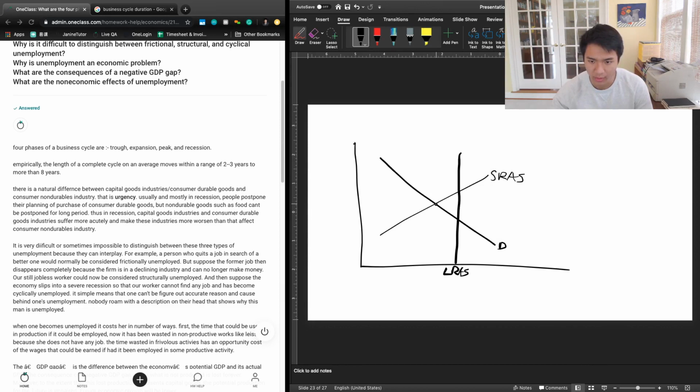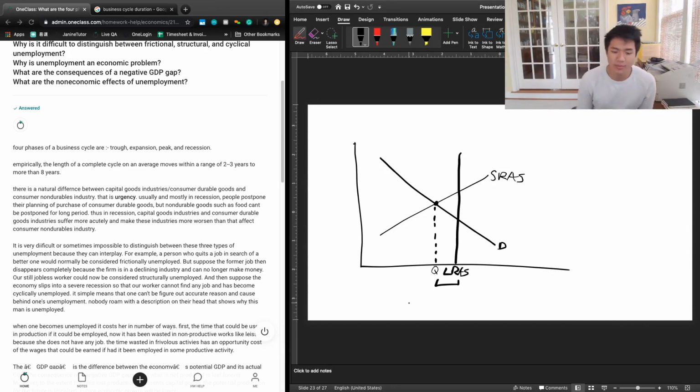And so we would have a short-run equilibrium at this point, where we have this gap between short-run equilibrium quantity produced and long-run aggregate supply, which is long-run GDP, potential GDP. And that's what we refer to as a negative GDP gap, right?